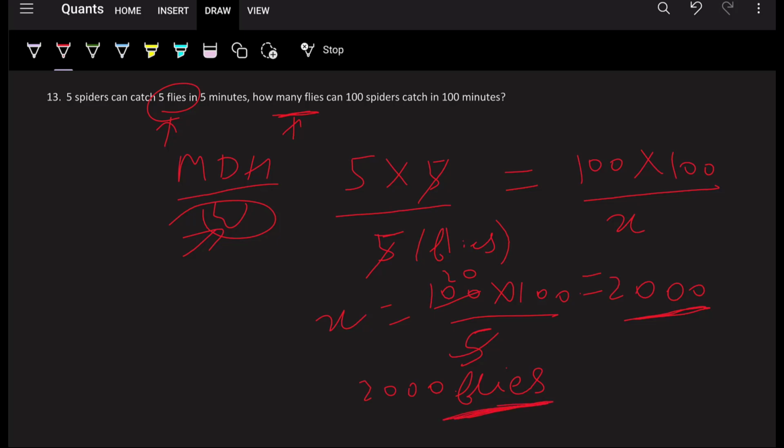So 2000 flies will be caught. This is the main thing: 5 spiders are catching 5 flies in 5 minutes, so the work here will be catching of flies. So we will take 5 as our work done.